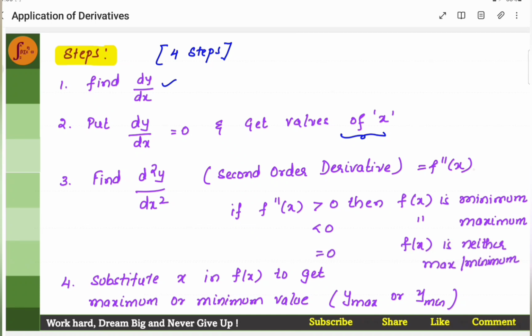Once you know the x values and once you know if it is maximum or minimum, then take the x values and substitute in the main function, what is given in the problem. Substitute there so that you get the actual maximum value or minimum value. You need to get the value, right? So that value can be obtained by substituting the x values in the function.